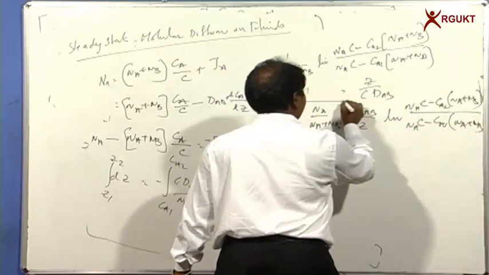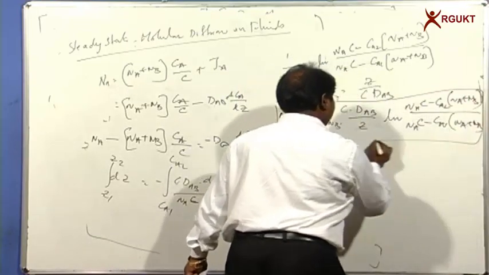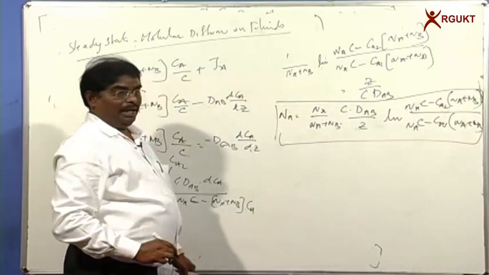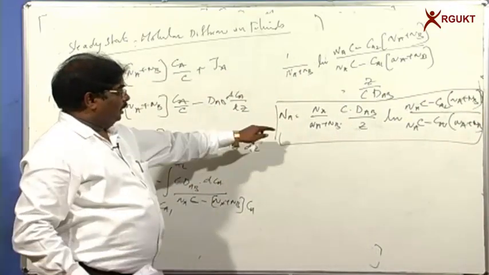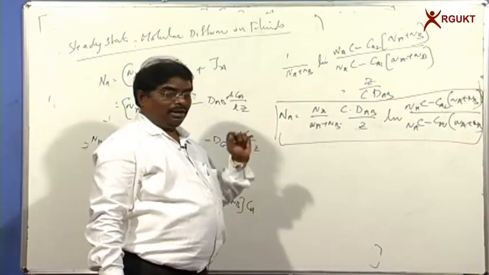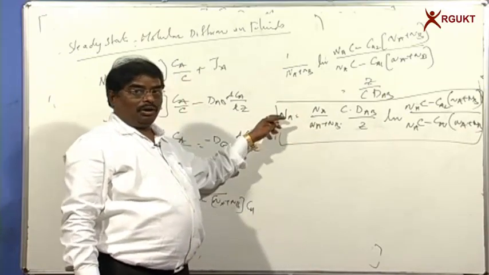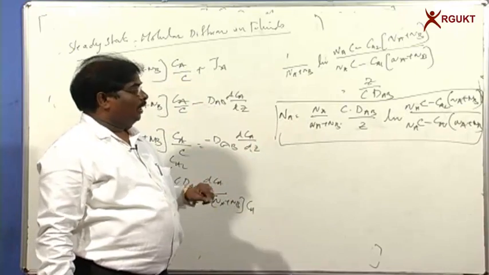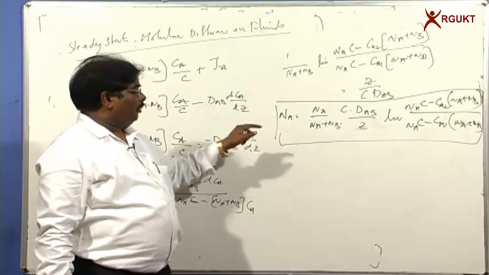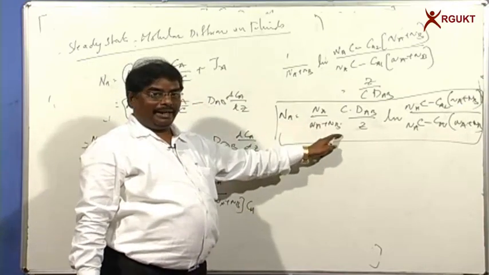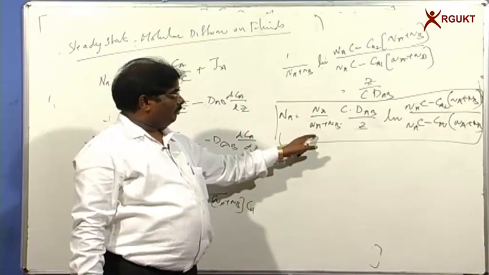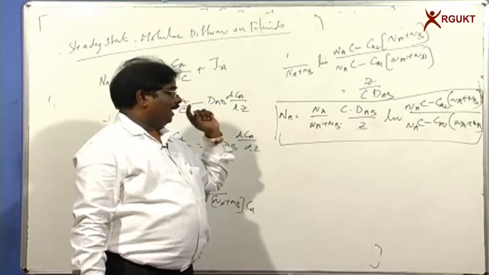This is the most important expression. One can calculate the flux, and if you look at the equation, on this side we have a flux and on the other side we also have a flux, the flux of component B. Solving this equation is not so simple. We have to know the relationship between Na and Nb. Once you know the relationship between Na and Nb, then one can calculate the flux.